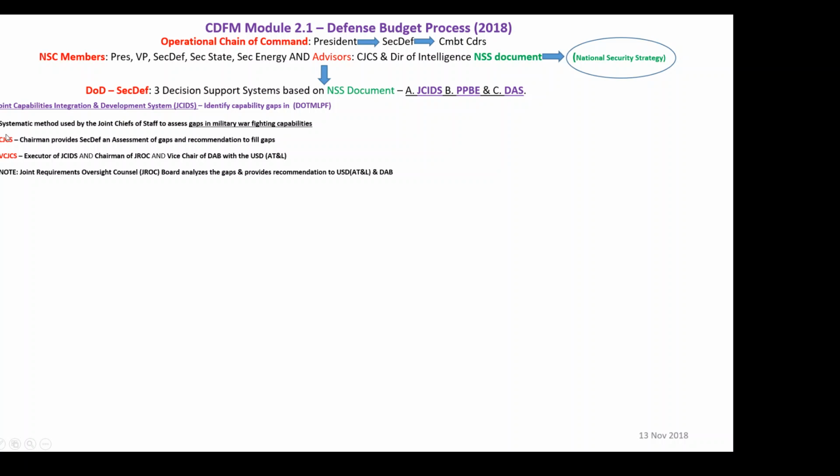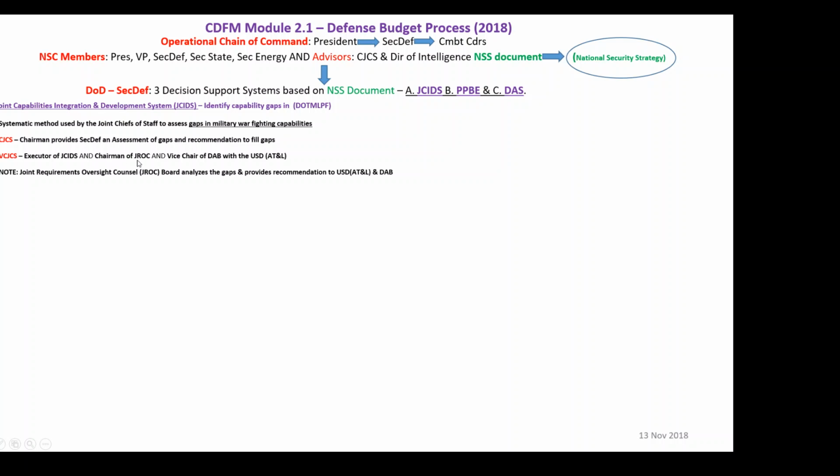So remember, the Chairman of the Joint Chiefs of Staff provides the SecDef an assessment of the gaps and a recommendation to fill the gaps. So the chairman is the spokesperson that goes directly to the SecDef to give an assessment of, once they do this analysis, what the capability gaps are and how they can fill them. The vice chairman, the worker bee, is the executor of JCIDS, and he also sits on another board. He sits on three, really. So he's the executor of JCIDS.